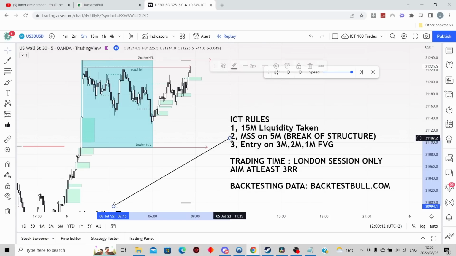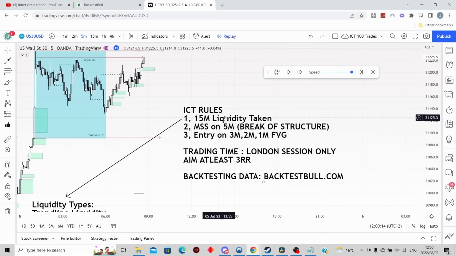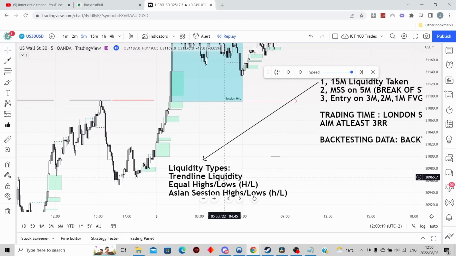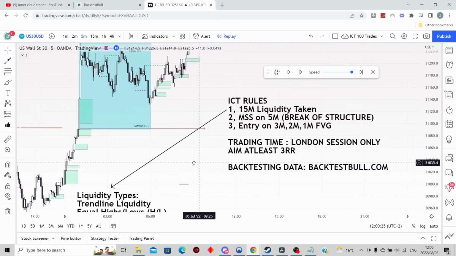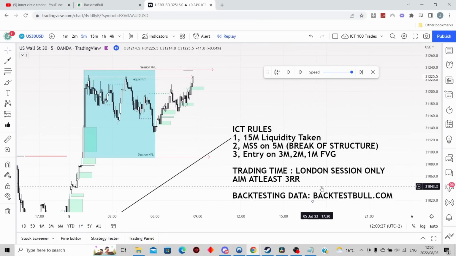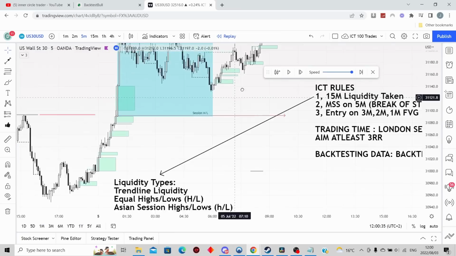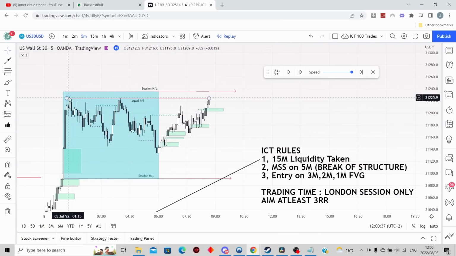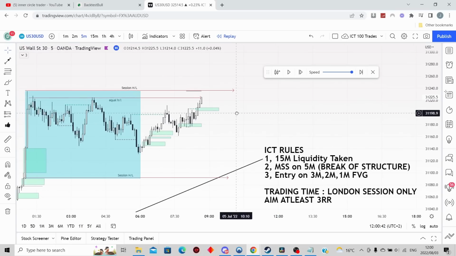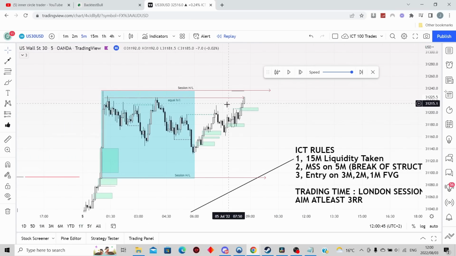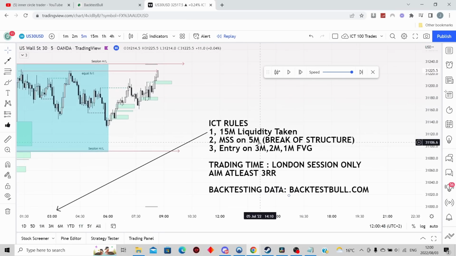Now, here are the rules we look for. Firstly, 15-minute liquidity to be taken, and here are the types: trendline liquidity, equal highs and lows, and Asian session highs/lows. We only trade during the London session and we aim for at least 3 RR. So here you can see we've marked out session high, session low, which is two liquidity types, and also this relatively equal high that gets taken and forms our liquidity grab, which is step 1.